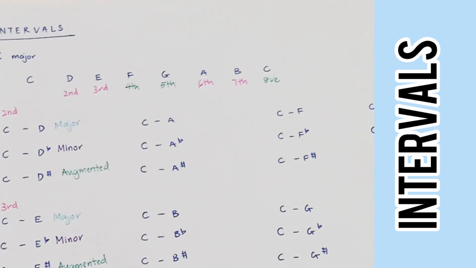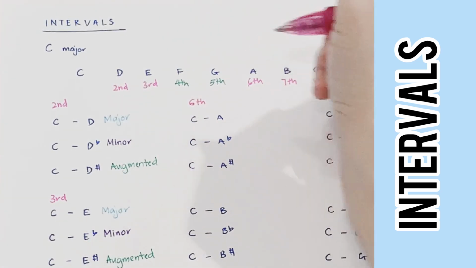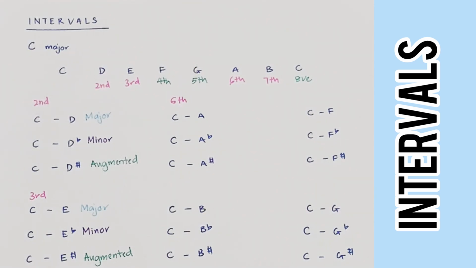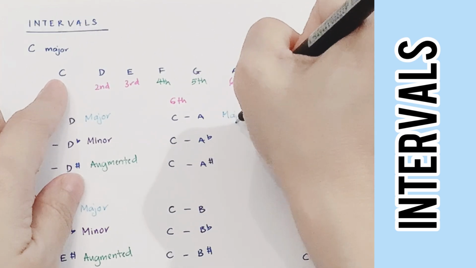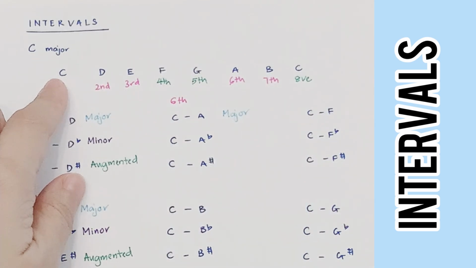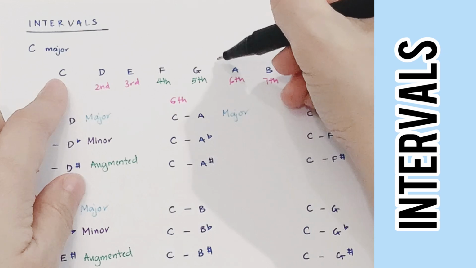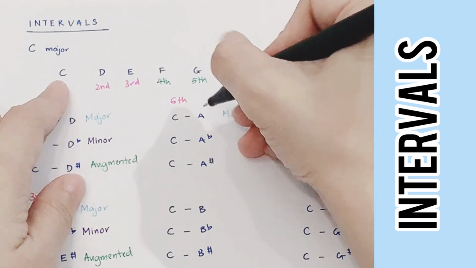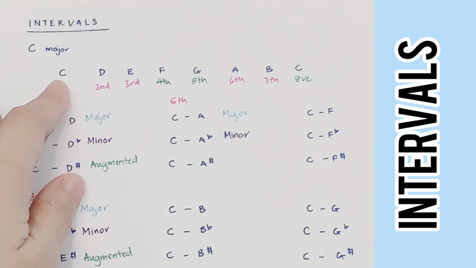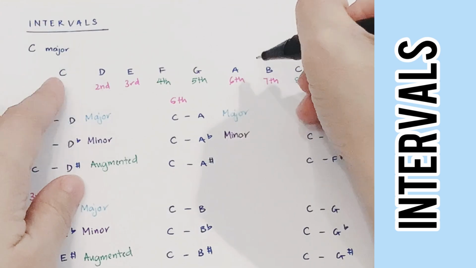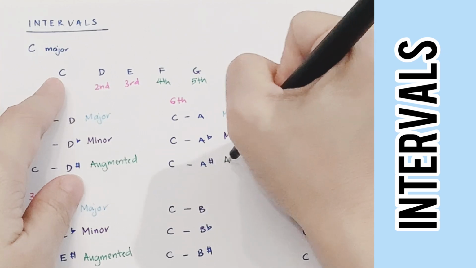Moving on, we have the interval of 6. C to A is a major 6. And when you reduce a step to A flat, so C to A flat, the distance is shortened, and therefore it's a minor 6. C to A sharp, you increase the step, it's further apart, and now it's augmented 6.